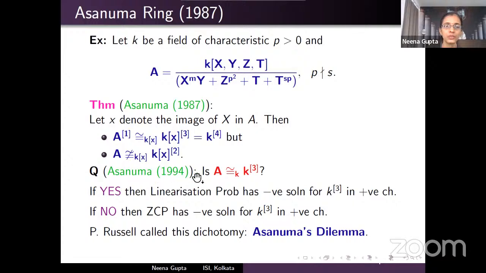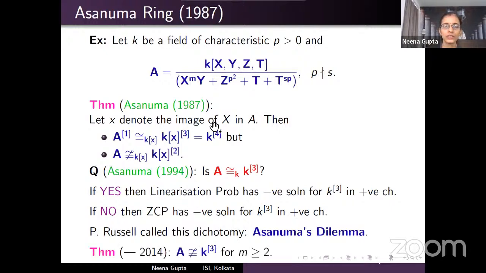consequences. That is, if you prove that this ring is a polynomial ring in 3 variables, then you construct an example that the linearization problem will have a counterexample in positive characteristic. On the other hand, if you prove that the ring A is not a polynomial ring, then clearly you have a counterexample to the cancellation problem of Zariski. And Peter Russell used to call this dichotomy Asanuma's dilemma.